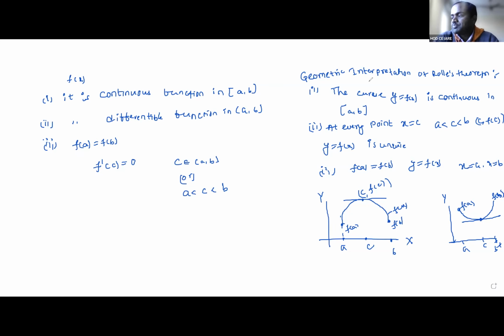Next, there is at least one point on the curve where the tangent is parallel to the x-axis, according to Rolle's theorem.